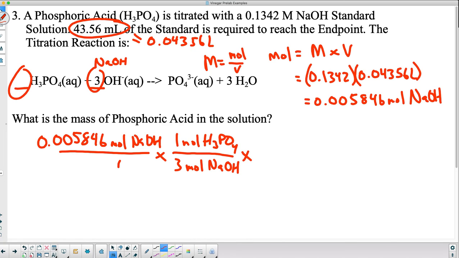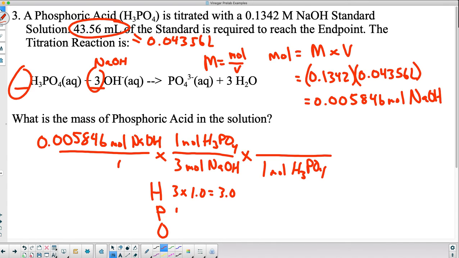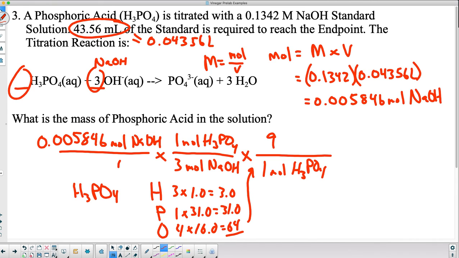Once I have that, all I have to do now with 1 mole of H3PO4 on the bottom here is multiply by the gram formula mass of phosphoric acid. So I have 3 times 1.0, which is 3.0, like that. I have 1 phosphorus, remember it's H3PO4. Just want to make sure you're following along. That's 31.0, I believe, like that. And then I got 4 oxygens. Each one is 16.0, which is 64. And then when I add all of those up, what I get up here is 98.0 grams of H3PO4.